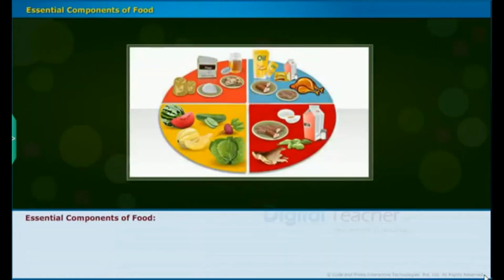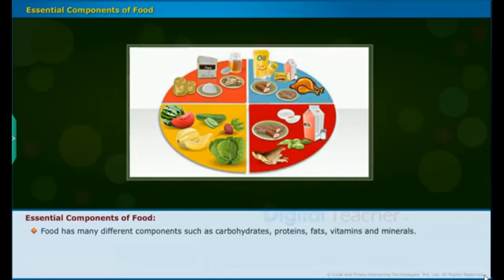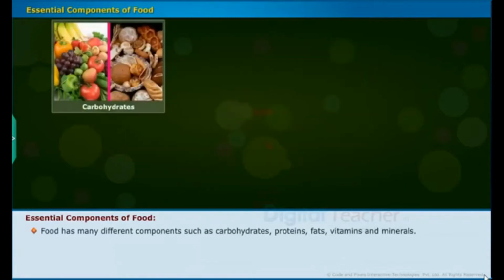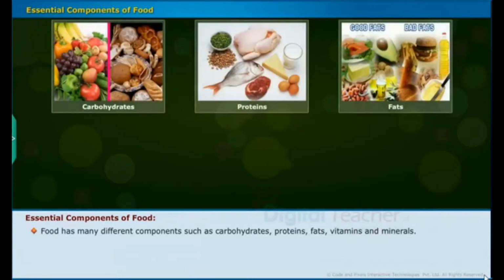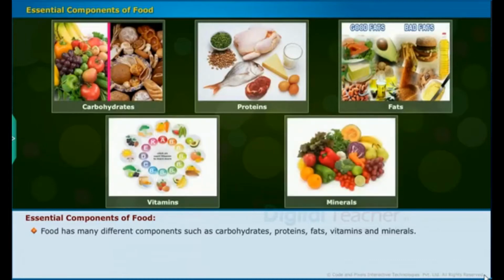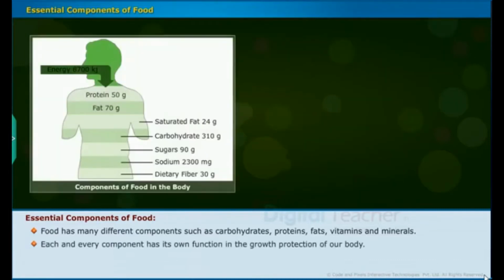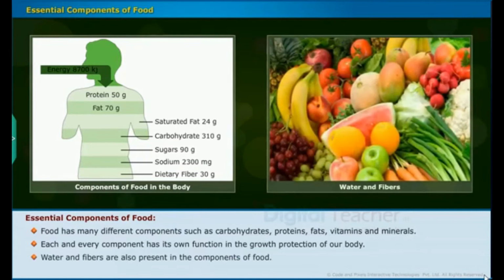Now, let us learn about the essential components of food. Food has many different components such as carbohydrates, proteins, fats, vitamins, and minerals. Each and every component has its own function in the growth and protection of our body. Water and fibers are also present in the components of food.